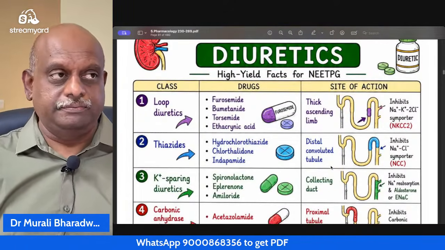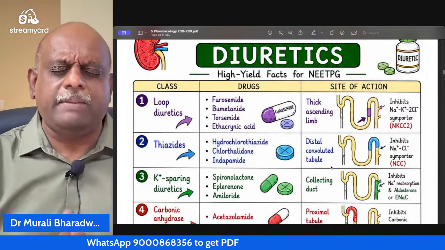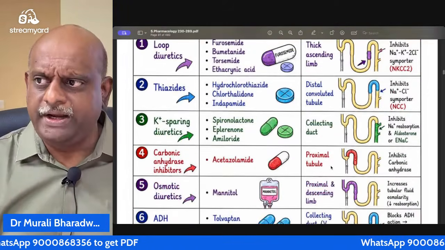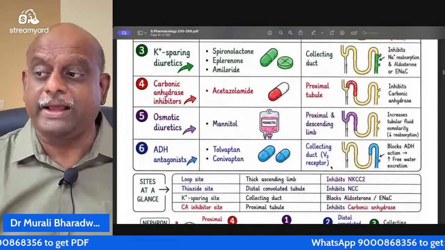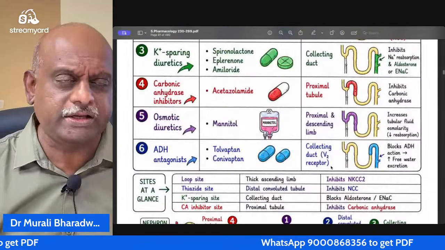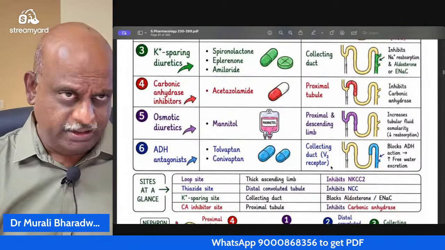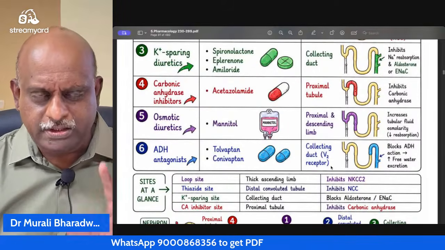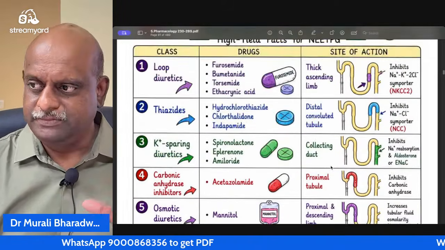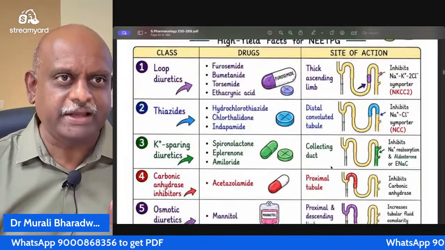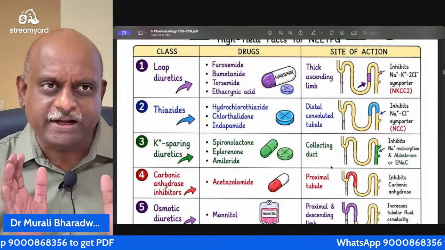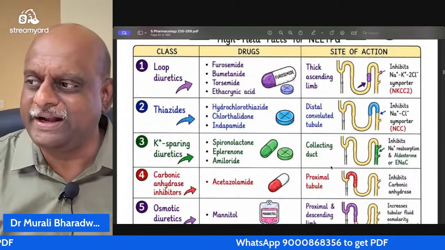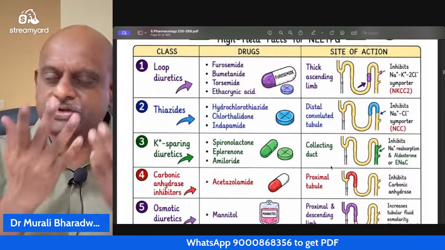So, doctor, the next favorite topic of the examiner is diuretics. Loop diuretics, thiazides, potassium sparing, carbonic anhydrase inhibitors, osmotic diuretics, and ADH antagonists. You need to know their mechanism, side effects, and specific indications. 25-30 points ready for batting to hit sixers. Let's start.